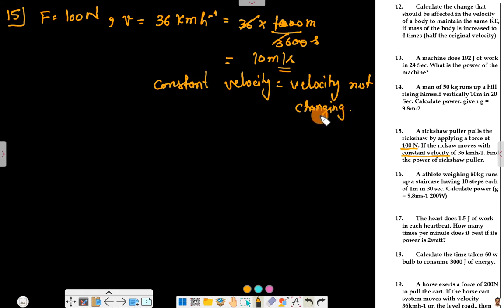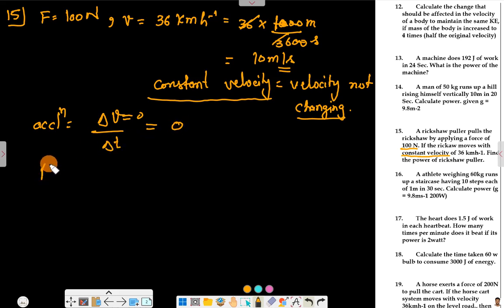Now what is the meaning of the term constant velocity? You might remember we have studied acceleration. Acceleration is equal to change in velocity by change in time. Here delta v is the change in velocity. Now velocity is constant, so velocity does not change. So delta v is equal to 0, so acceleration is 0. Now force is mass times acceleration, so if acceleration is 0, force is 0.